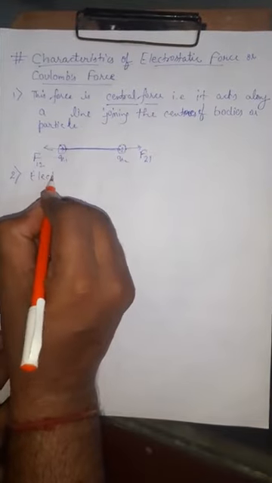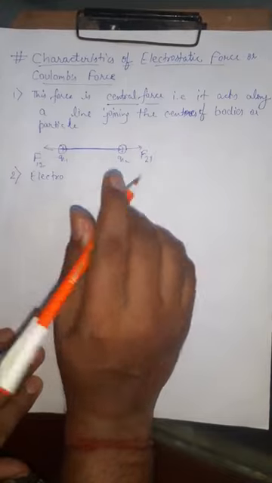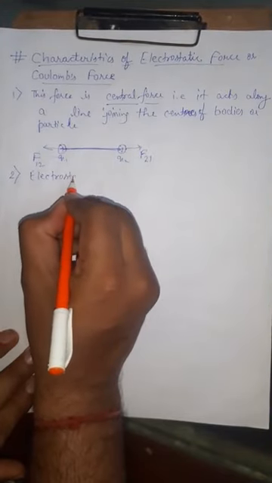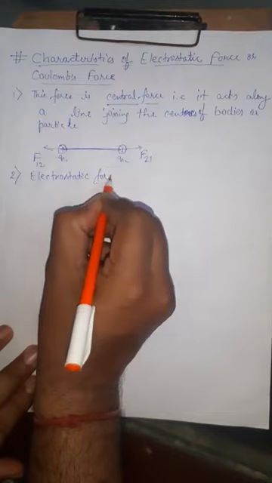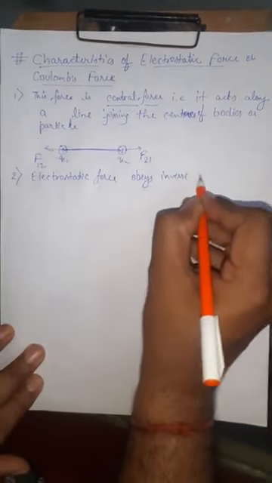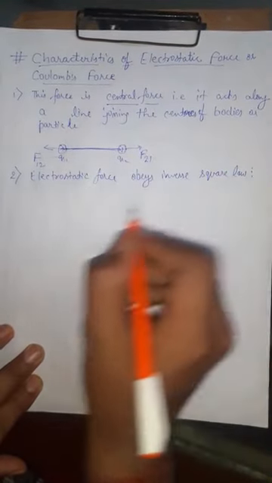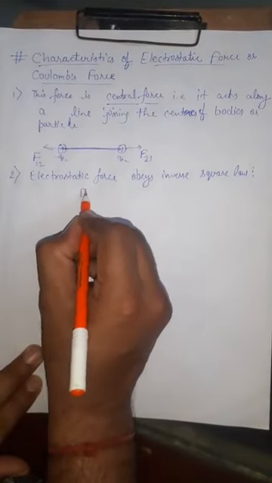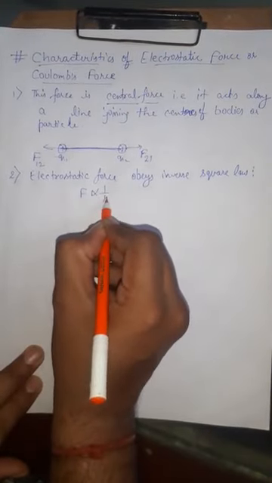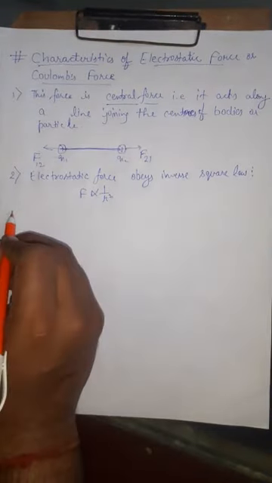Okay. Second characteristic, electrostatic force obeys inverse square law. What is inverse square law? That is, F is inversely proportional to distance square, the distance between two charges.